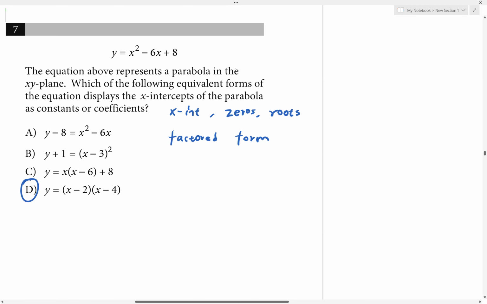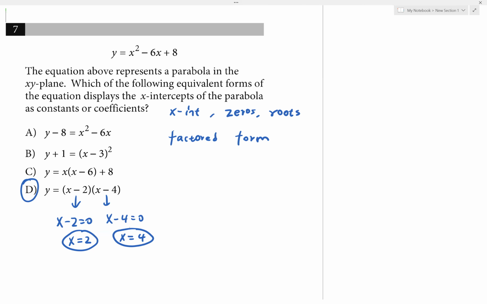If you have the factored form, you can solve for the zeros by setting each factor equal to 0. So x minus 2 equals 0, so x equals 2. That's a solution. And then x minus 4 equals 0, so x equals 4. These are the solutions, which are also the zeros, the roots, and the x-intercepts. So that's what we're looking for in number 7.